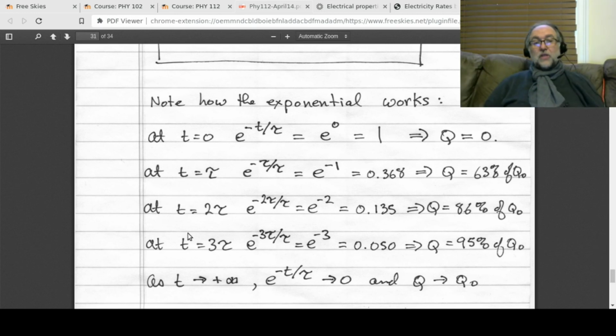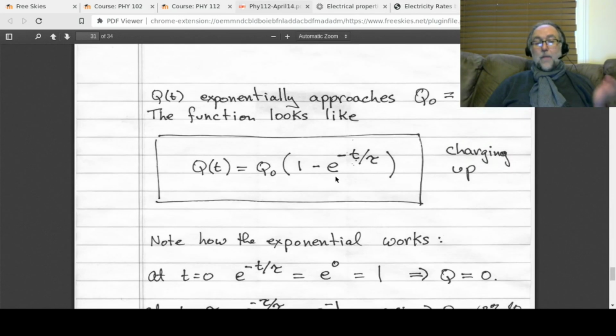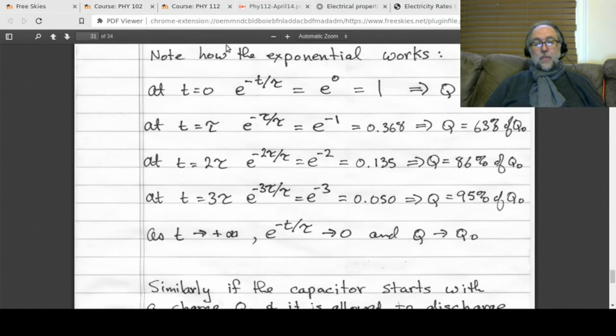Well, what if you wait two time constants? Now you're going to put in here e to the minus 2 tau over tau. That's e to the minus 2. You work that out on your calculator and you're going to get 0.135. Now remember, over here, it's going to be 1 minus 0.135, and so actually you're going to get a bigger number. By the time you're at 2 taus, Q is going to be 86%. And you do it again at 3 taus, you're at 95%, and so on.